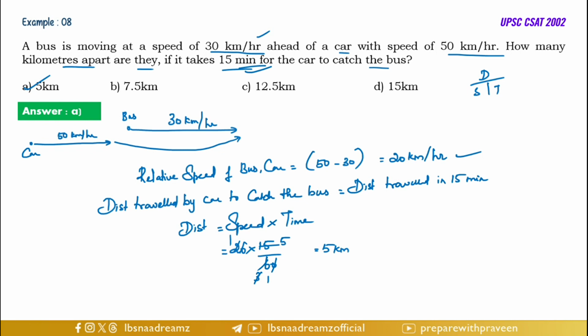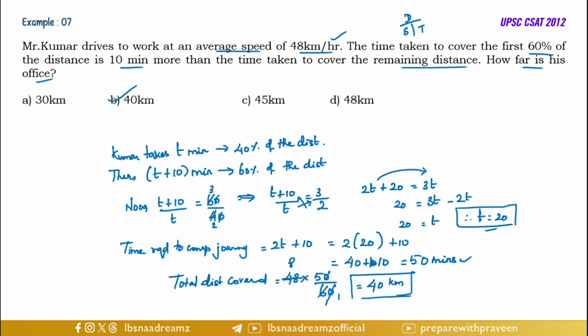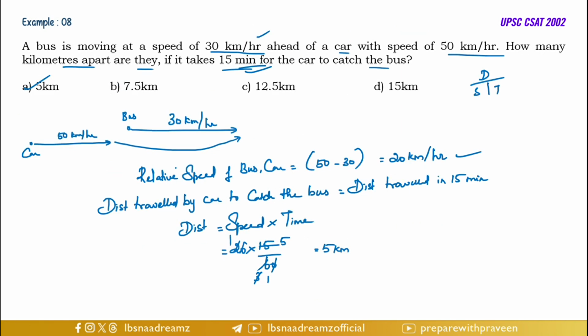So in the previous example, we saw average speed. In this example, we have seen the relative speed, right? So with this, we are concluding this video. I hope you understood how to apply the formula and find speed, time and distance now.